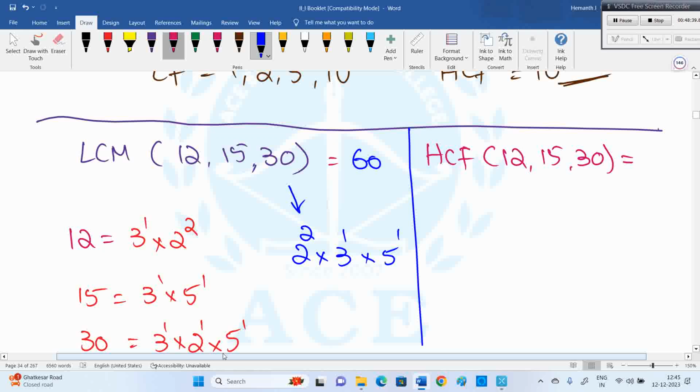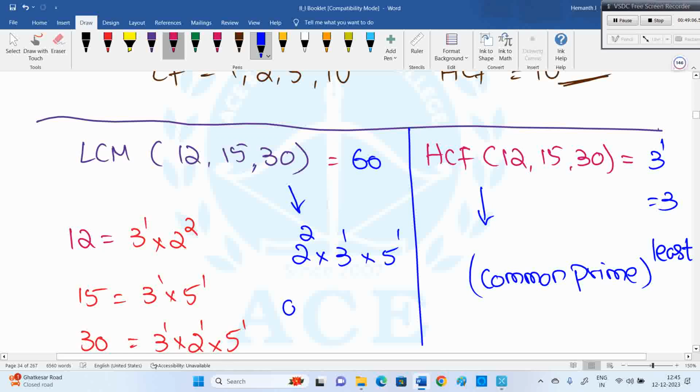But for HCF, what is the common prime number available in all? Not least, the common prime number available in all. 3. What is the least power for that? 1. So here, you need to pick the common prime number in all, and you have to take the power as the least one for that.